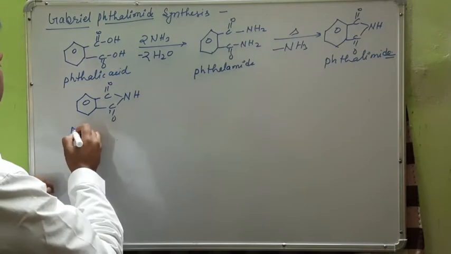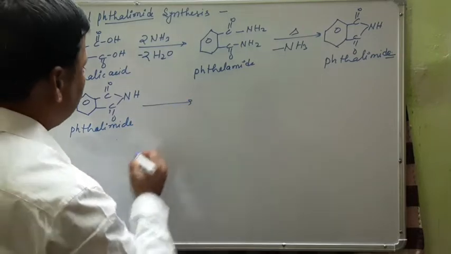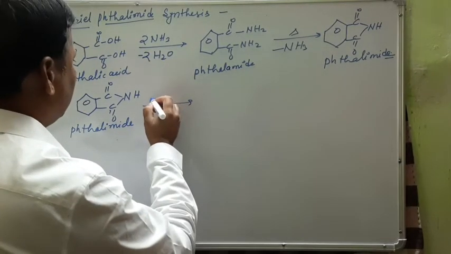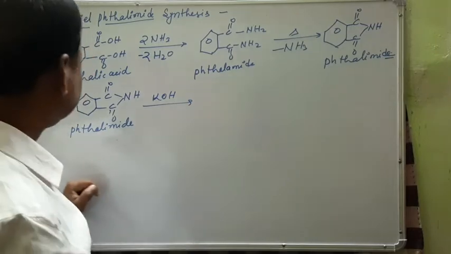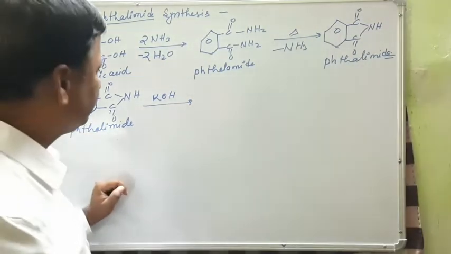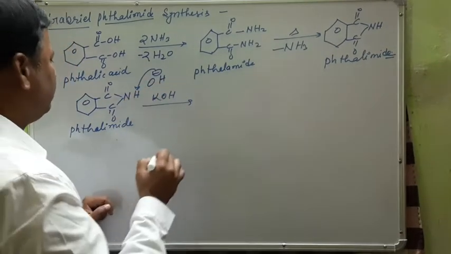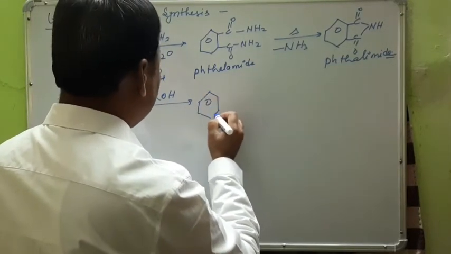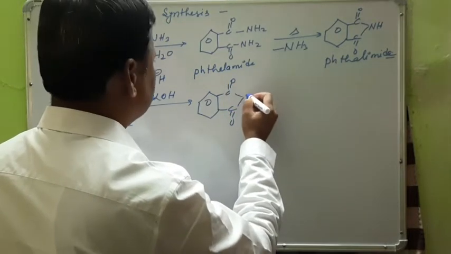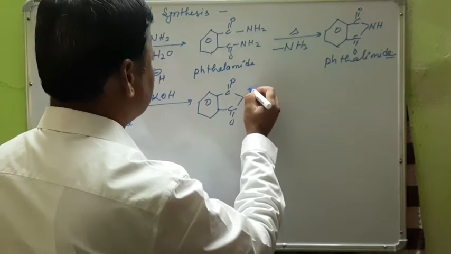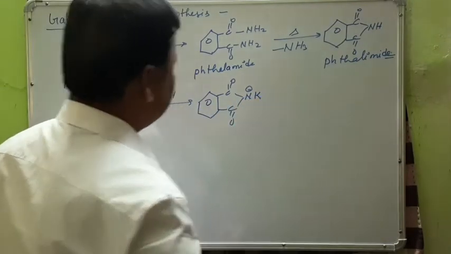This is phthalimide. We treat this phthalimide with KOH, or NaOH we can use. NaOH or KOH contains OH minus ion. This OH minus ion will attack on this acidic hydrogen and we will get this type of compound. This K plus will get attached here because it contains positive charge.